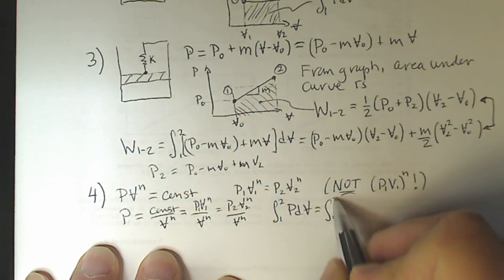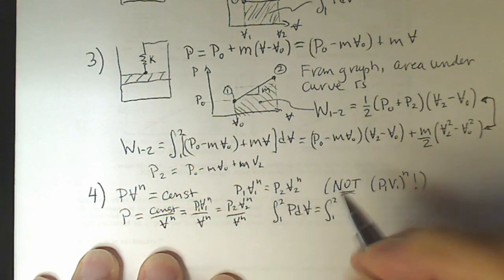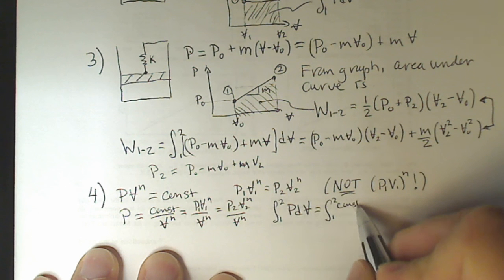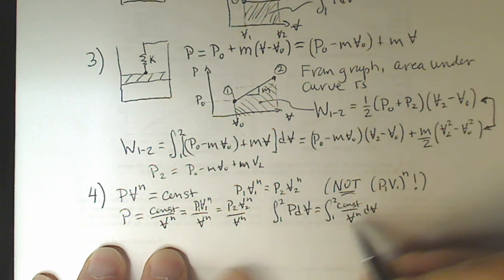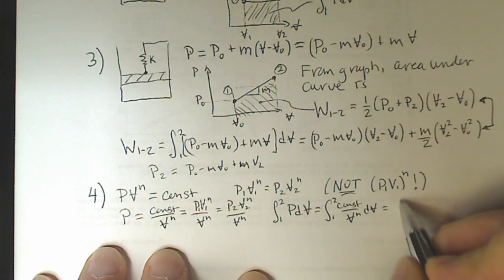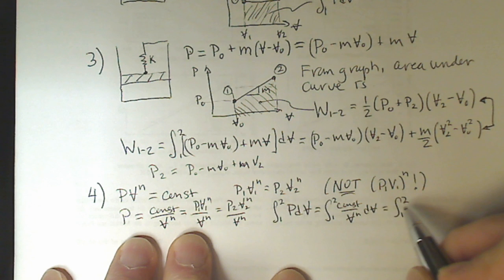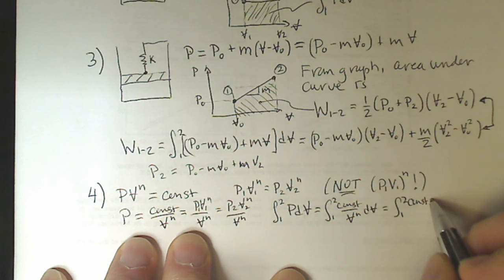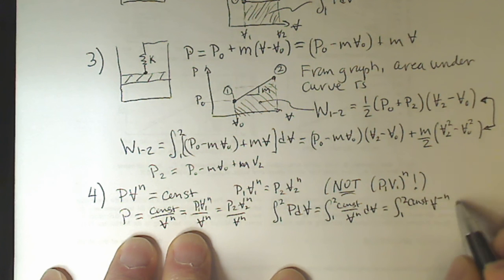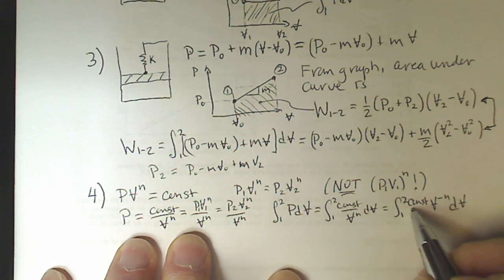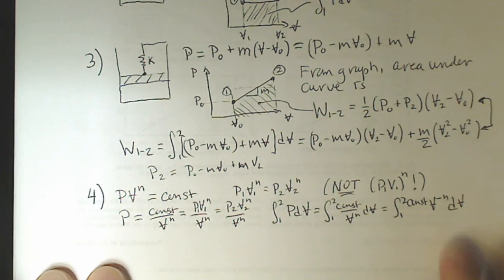That's the integral of P, this thing over here, and I can rewrite constant. Well, the constant I can take out. I'll rewrite that right now. Constant v to the minus n dv. All right. There's just my constant. Can't quite see it very clearly.